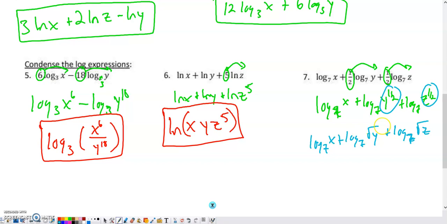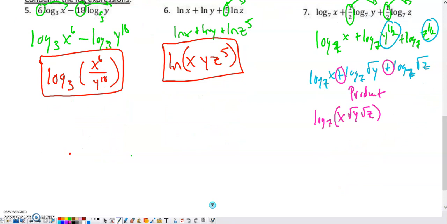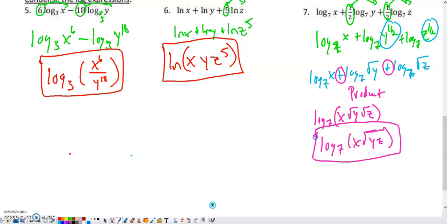We have addition throughout, which means that this is a product. So we have log base 7 of x times square root of y times square root of z. But we can bring together this square root of y and square root of z so they're inside only one radical, because we also want only one radical. And here we are. Okay? And this is how you condense logs. Okay, so any questions, give us a shout.